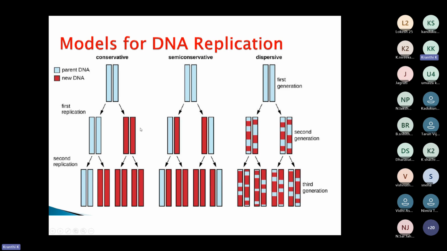In the first replication, if it were a conservative mode, the cell divides into two cells, one cell would get the two old strands and the other cell would get the two new strands. But this is not happening. It is happening semi-conservatively. Semi-conservative means one is old and one is new.